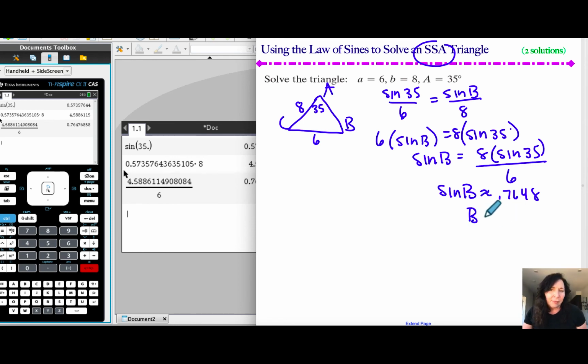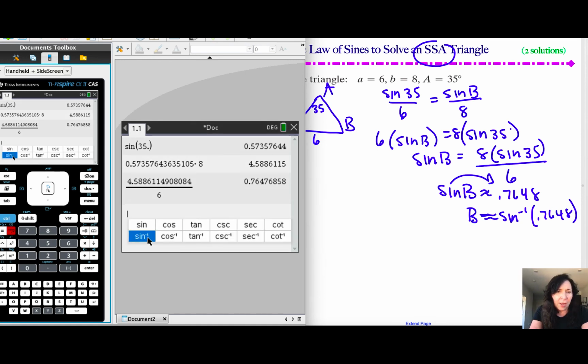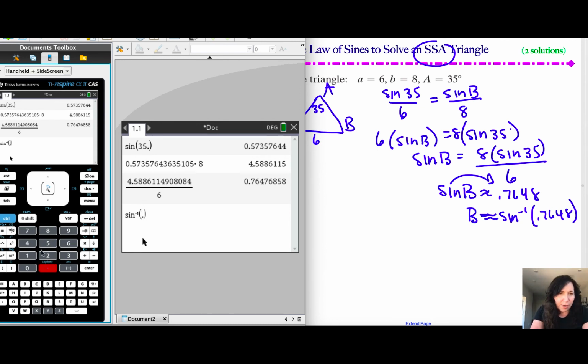But in order to find B, I'm going to have to go arc sine. So I'm going to say arc sine of, move this sine over to the other side. You're taking the inverse of 0.7648. And so in doing that, I'm going to go arc sine. Yeah, I'm not going to do that, I guess. Let's see. Try that again. Trig, arc sine, and yeah, not sure what's going on here. Arc sine of 0.7.